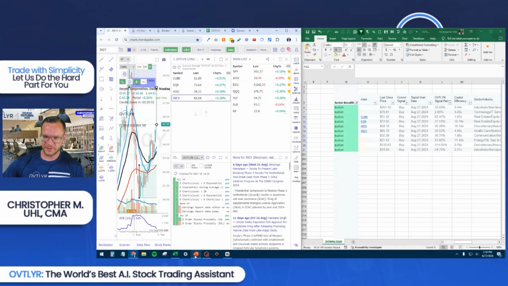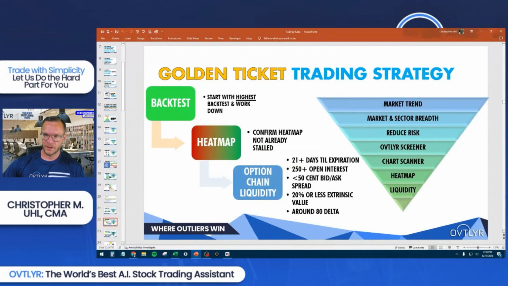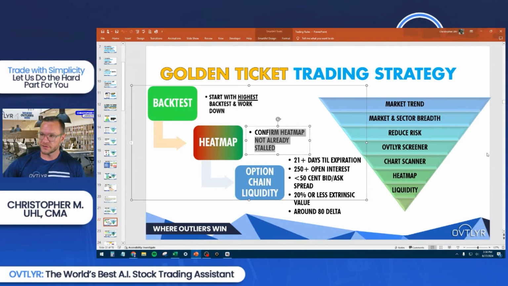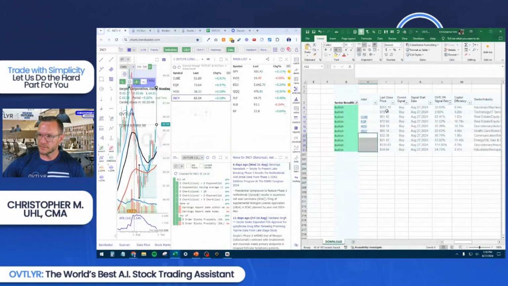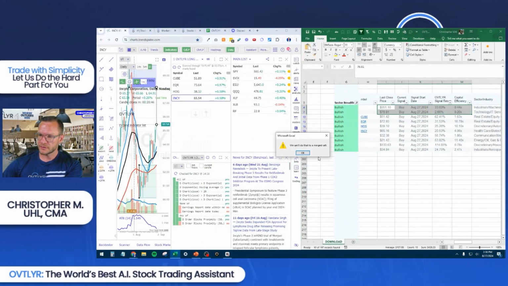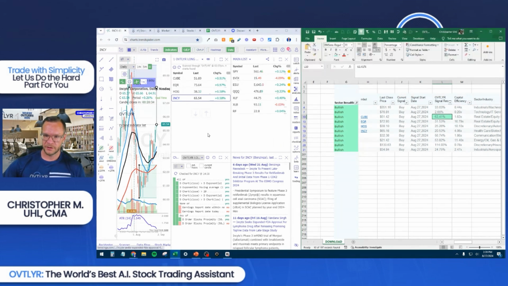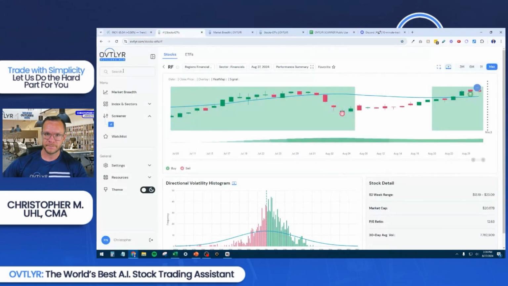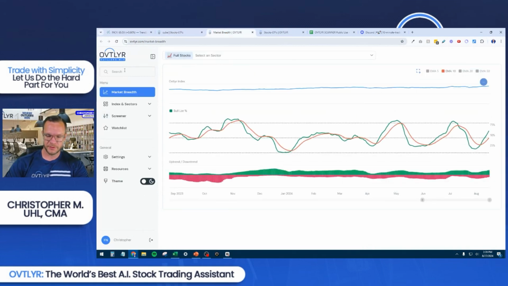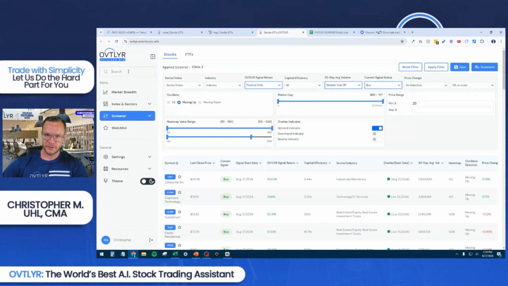Now we're going to start with the highest back test and work our way down. And then confirm the heat map's not already stalled. So let's start with the highest back test, which is, that's right, 62, 31, 25, or 20. So 62, we'll start there. For cube. In fact, what we could do is hog, NC, and EQR.